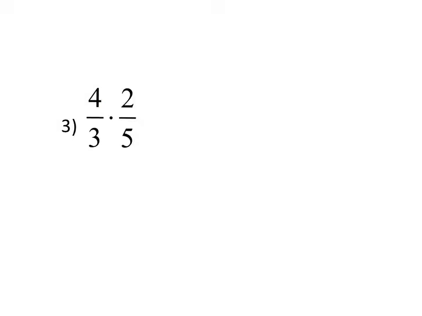I don't see any numbers that are going to reduce from the top to the bottom, okay? Which means that I can multiply. So on the top, I get 4 times 2 is 8 over 3 times 5 is 15, and that's my answer. Okay, 8 over 15 doesn't reduce, and if you've correctly seen that it doesn't reduce in the beginning, then your final answer won't reduce either.